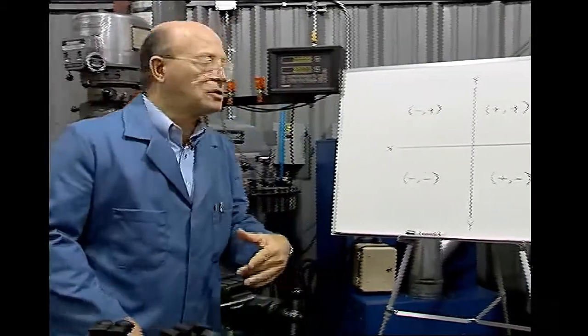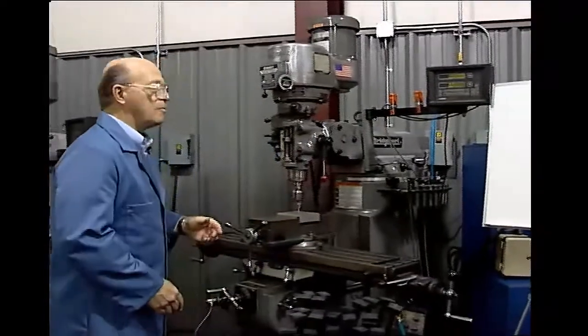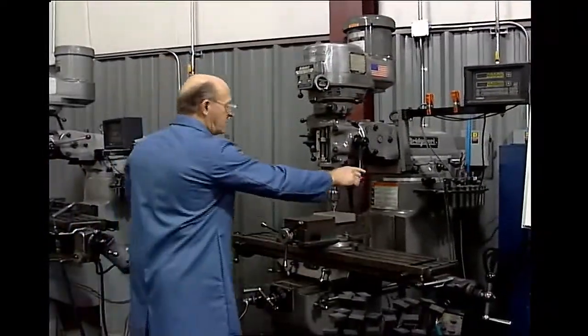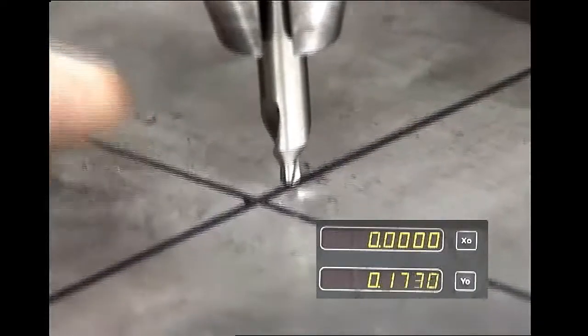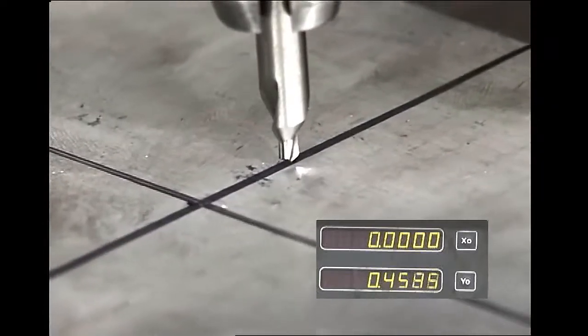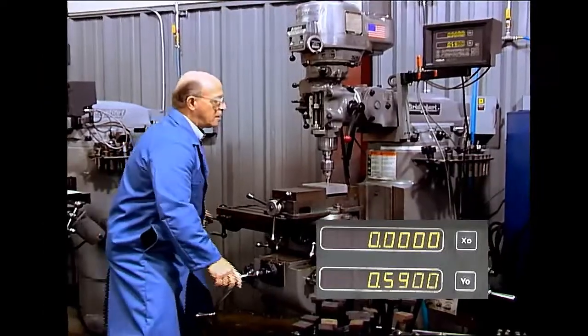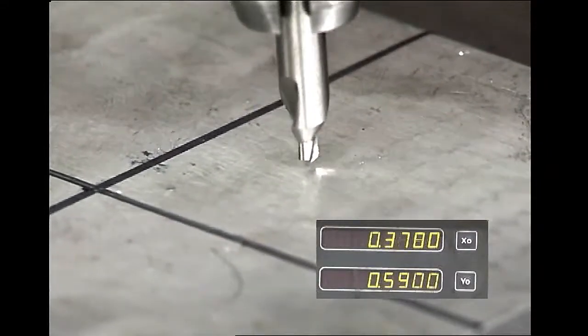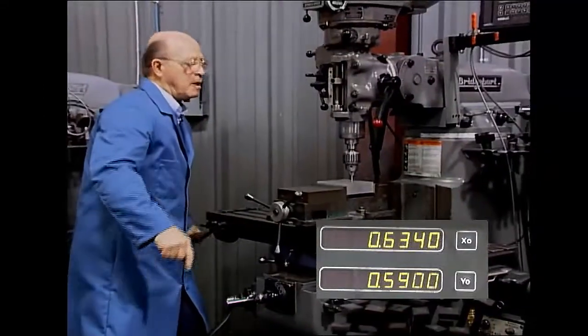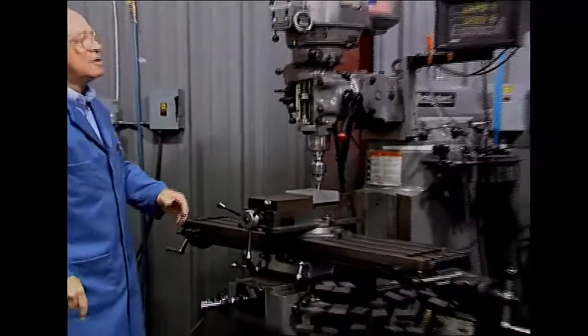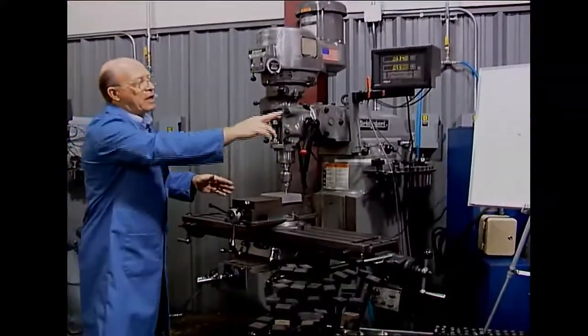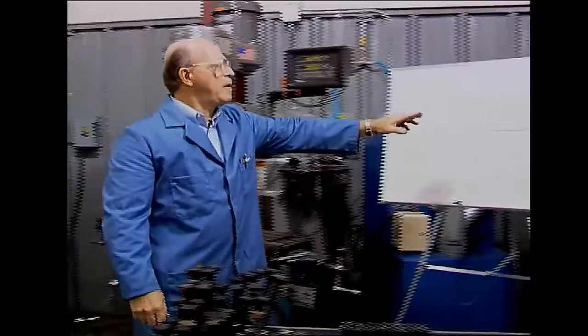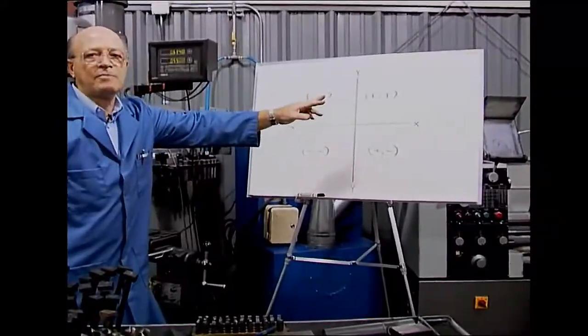Now I'd like to show this on this milling machine. We have this zeroed out. Now what I'm going to do, notice on the digital readout, I'm moving in the y, positive y, and now I move in the x. You see it's moving in the positive x position. So now I'm in the upper right-hand quadrant over here, and both numbers are positive.